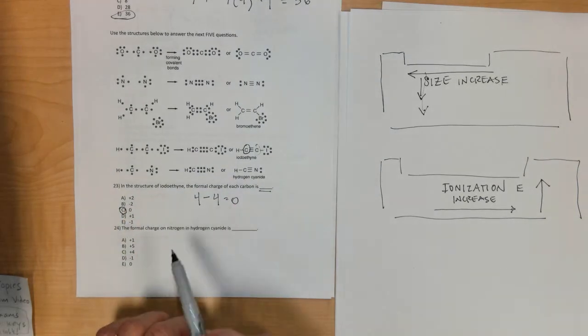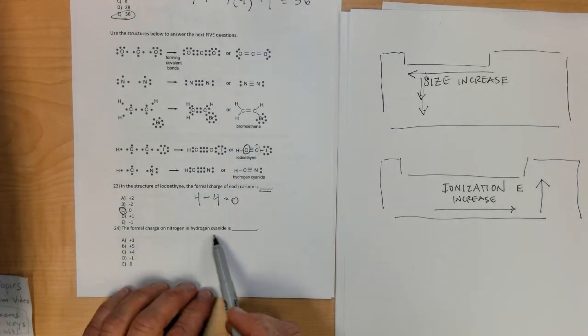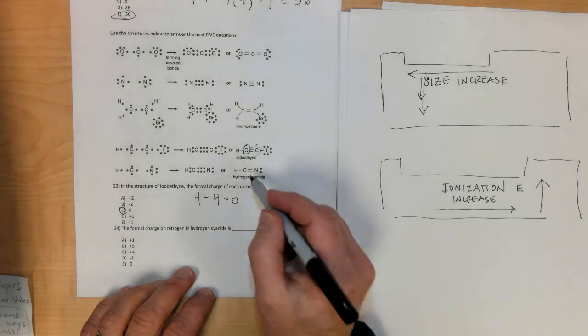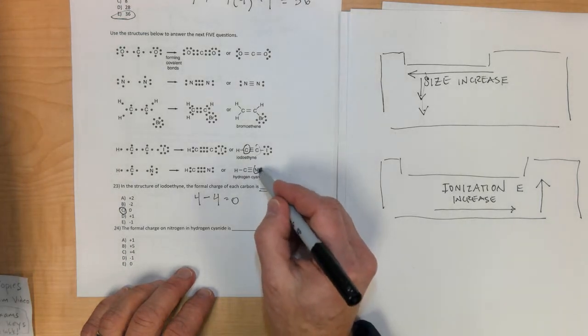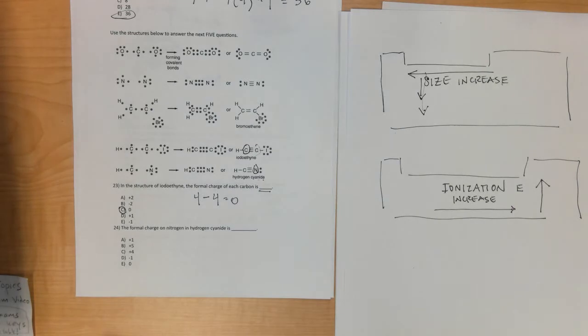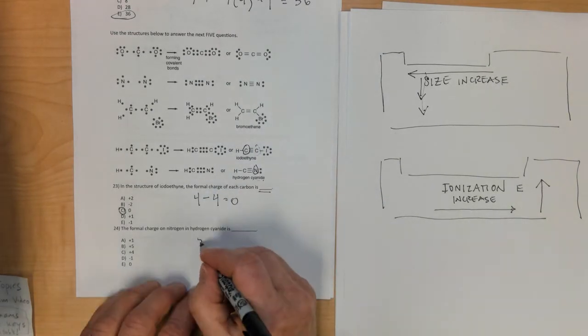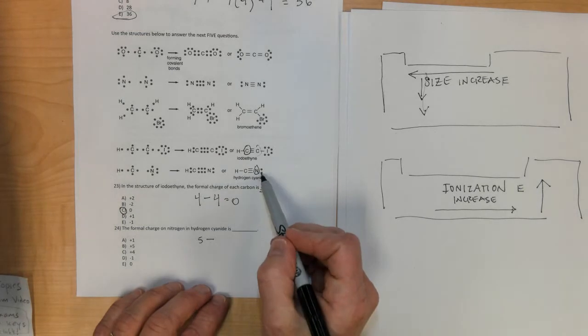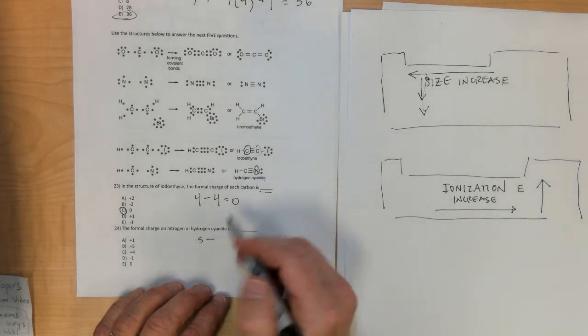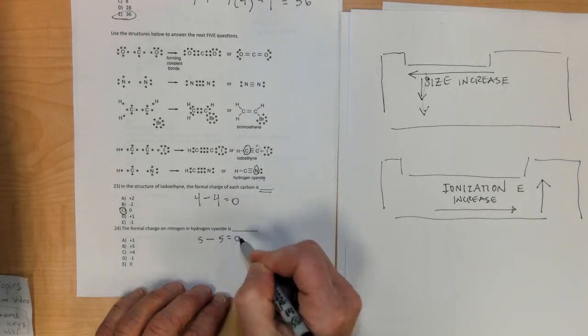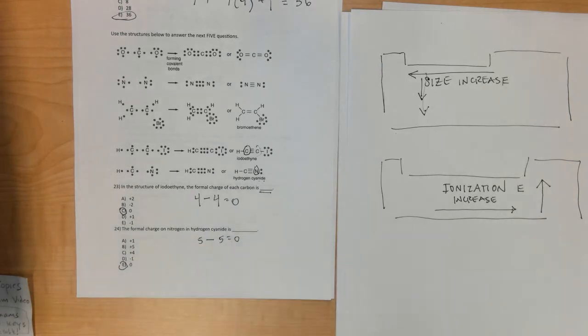Number 24, the formal charge on the nitrogen in hydrogen cyanide. So here's hydrogen cyanide, here's the nitrogen atom. The number of electrons assigned nitrogen on the periodic table is 5. 5 minus 1, 2, 3, 4, 5. Remember, only 1 from each bond, so it ends up being 0 as well, letter E.